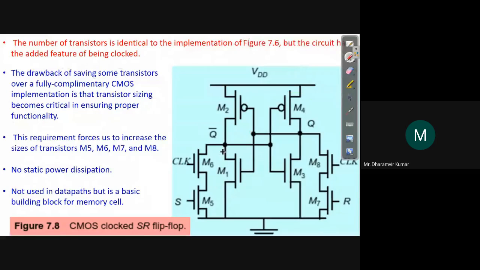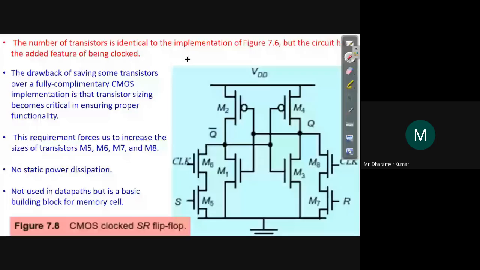This is the implementation shown in terms of transistors, and the previous one was shown in terms of logic gates. We know that ultimately all things should be expressed in terms of transistors, because transistors are the basic building block of these digital circuits. And actually we had two inverters.